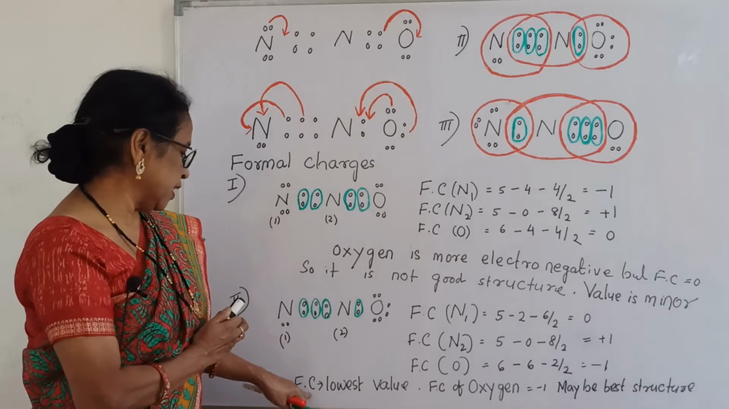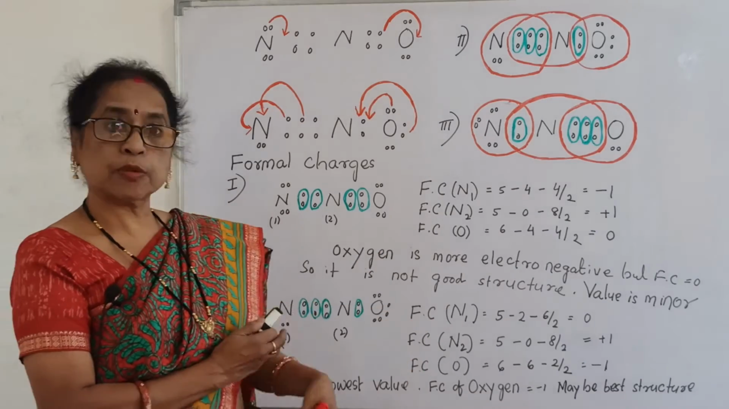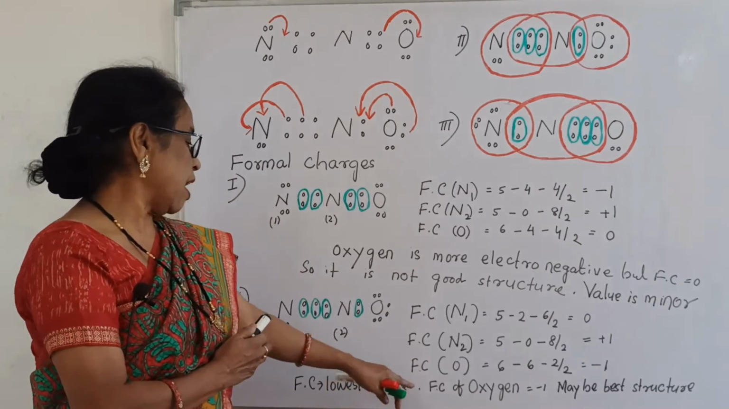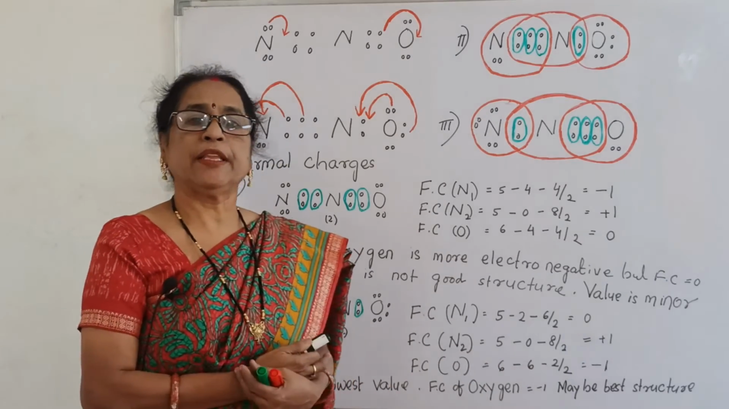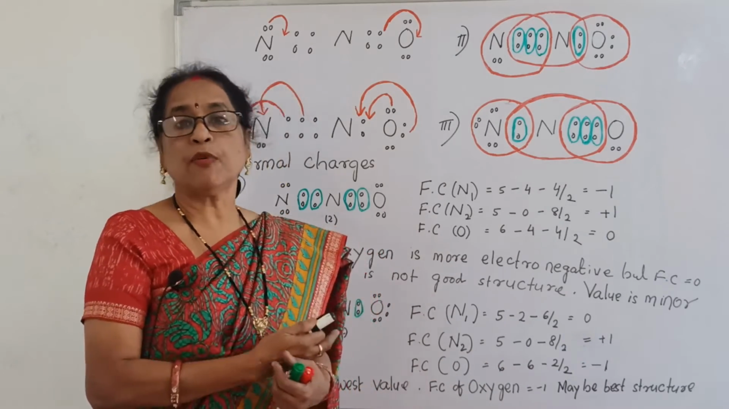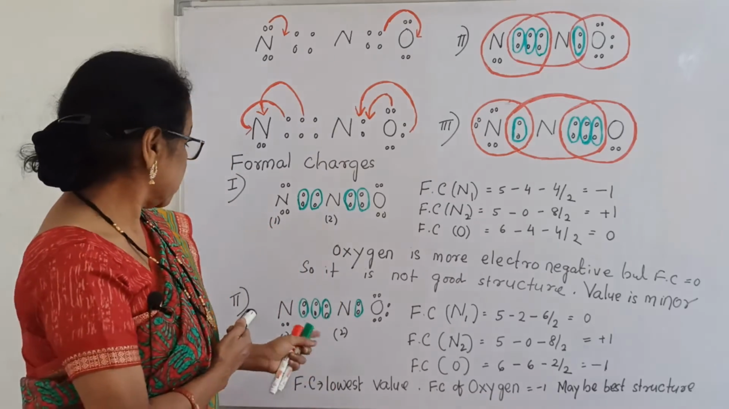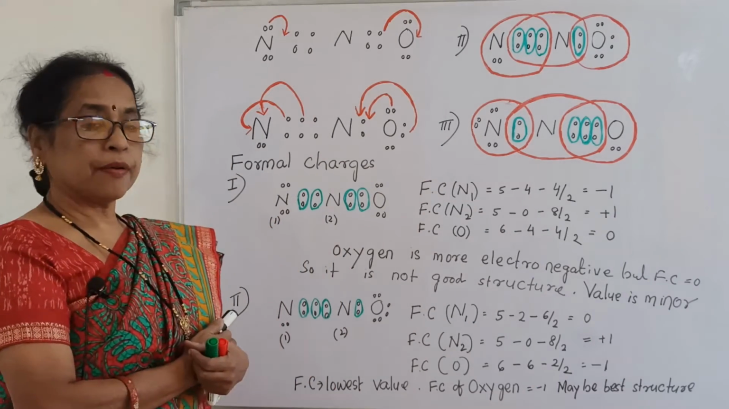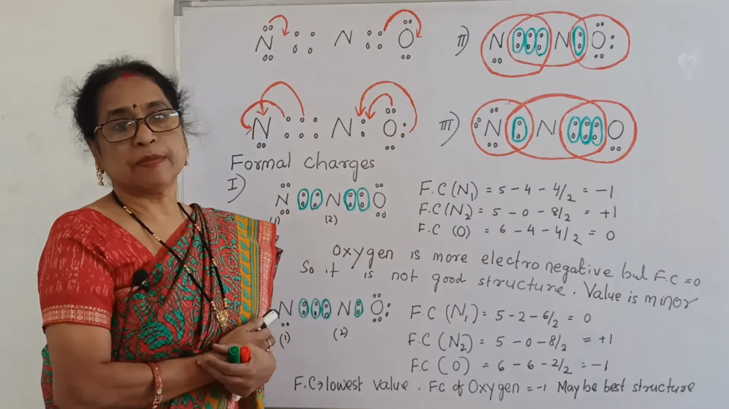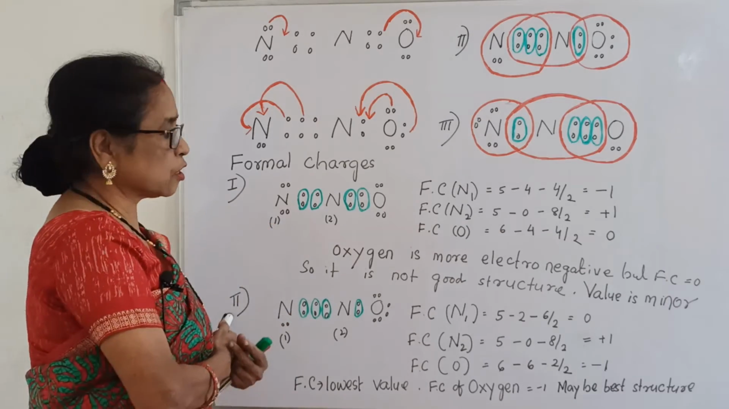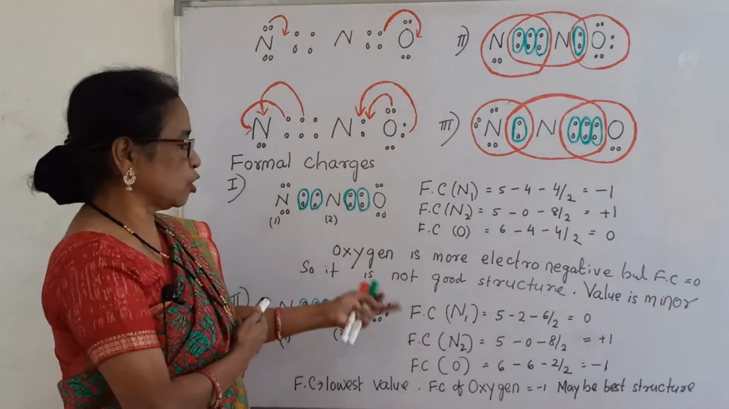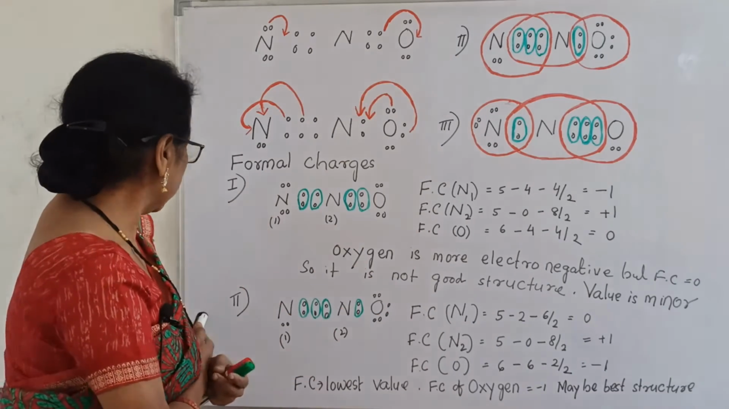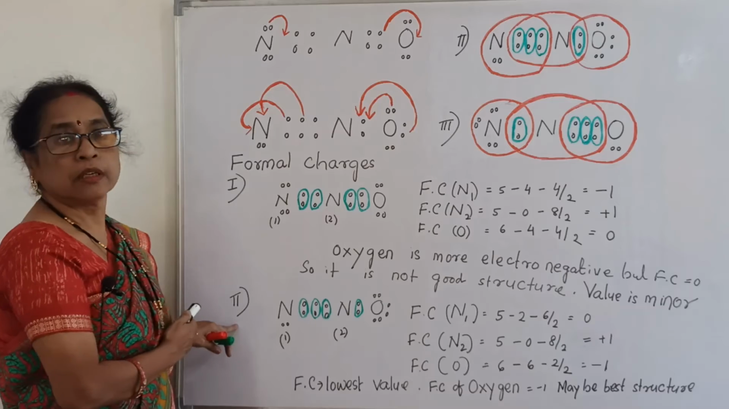And FC, the lowest value you calculate, comes to 0. And FC of oxygen is -1. So it may be the best structure. Again we will compare the third structure, and after that we can say which is the best structure, which is the minor structure, and which is the very minor structure. Now only 2 structures you have calculated till now. You will calculate the third structure now.